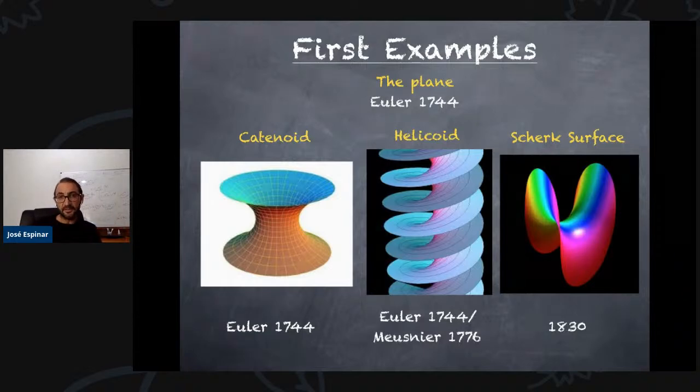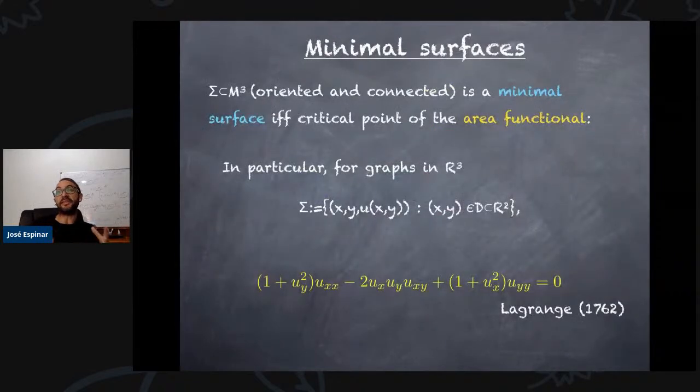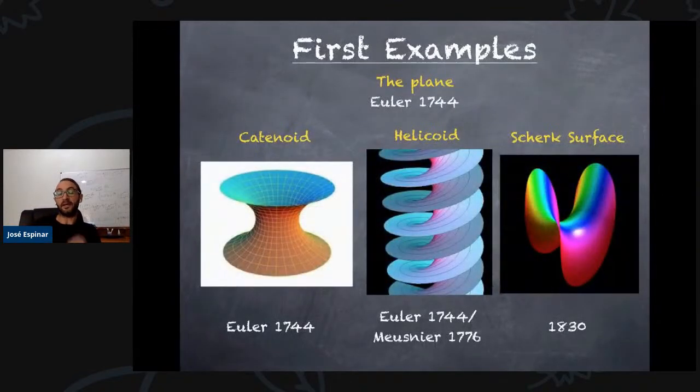So let me explain. The plane is the trivial one, right? The catenoid is the one that is invariant by rotation. Also, Meusnier proved that the plane and the catenoid are the only ones invariant by rotation. The helicoid is a surface that is the composition of a rotation and a translation, okay? And the Scherk surface is the one you can find in this equation if we consider separation of variables. But not many examples were known, actually, from Euler to Scherk.